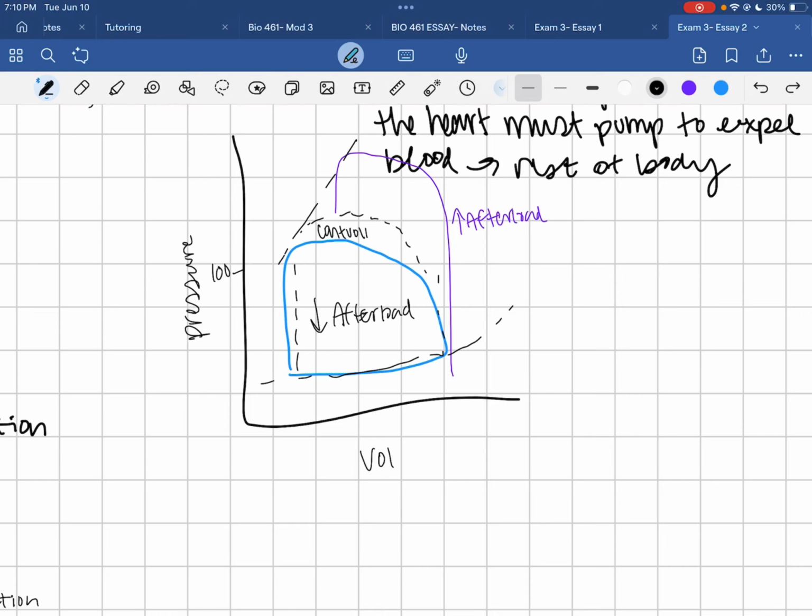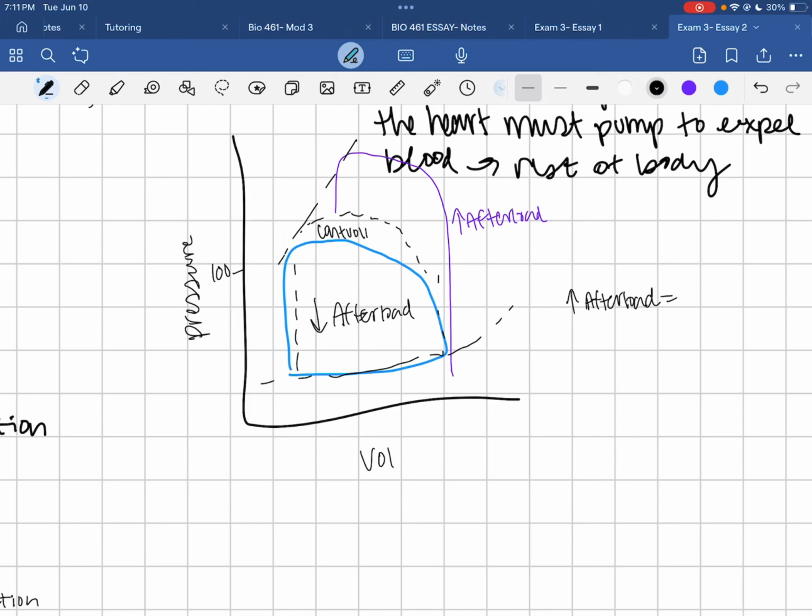So arterial elastance, which is represented basically by this little one right here. Arterial resistance is when the pressure volume loop is between the closing of the aortic valve and the closing of the semilunar valve. So you'll have vasodilation, which is a common way to increase afterload.